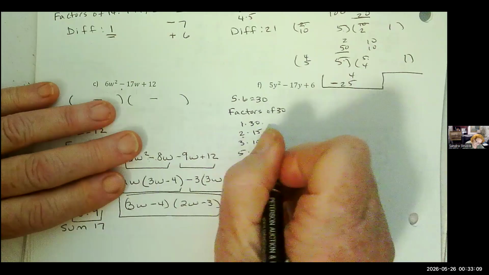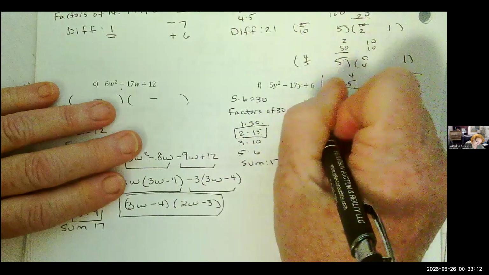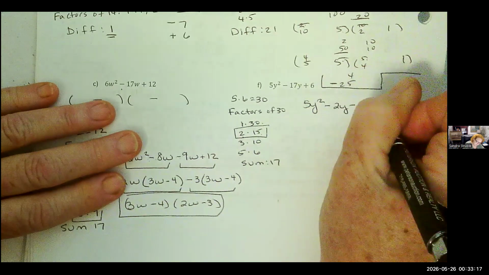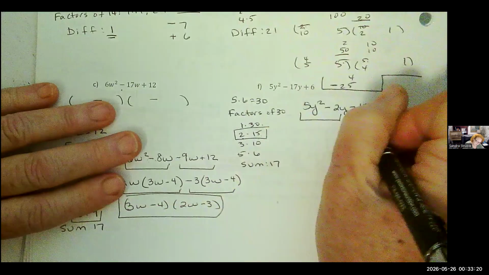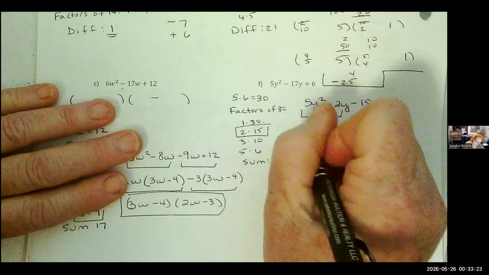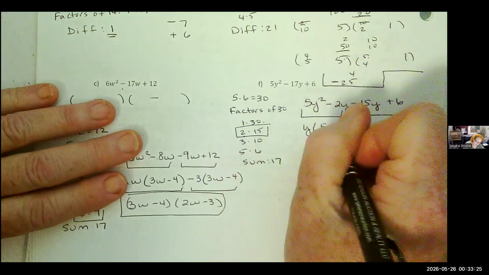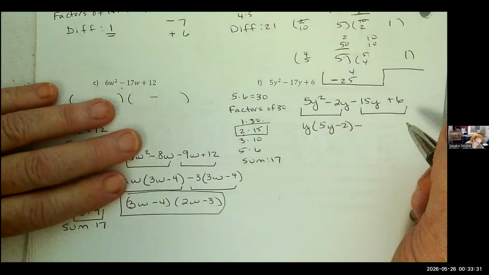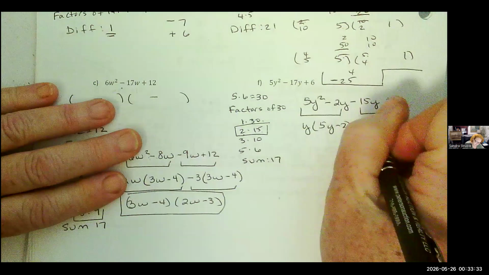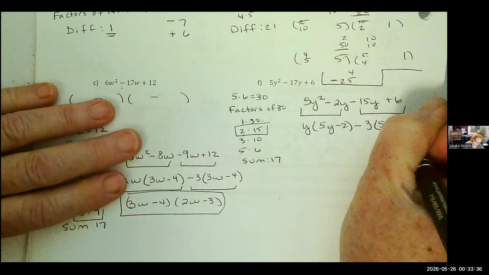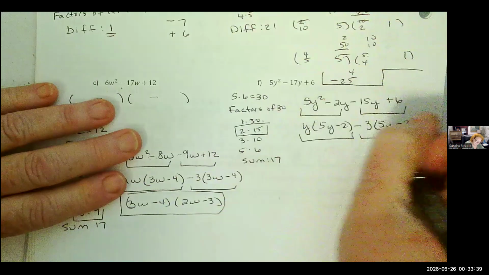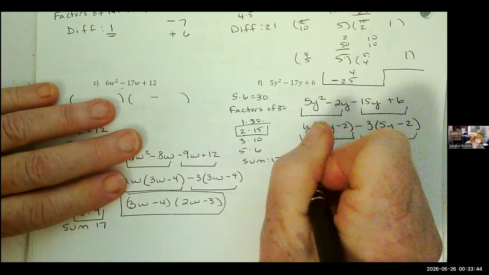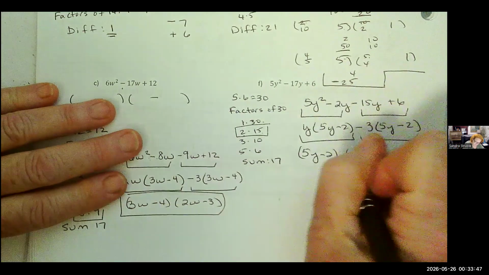So 5y squared minus 2y minus 15y plus 6. Let's look at our first two terms and our second two. The first two terms have a y in common. That leaves me with 5y minus 2. The second two terms have a negative 3 in common. That leaves me with 5y minus 2. From both of these terms, 5y minus 2 is the common factor, and that leaves us with y minus 3.